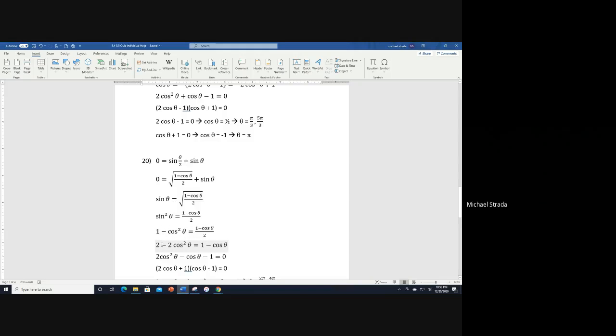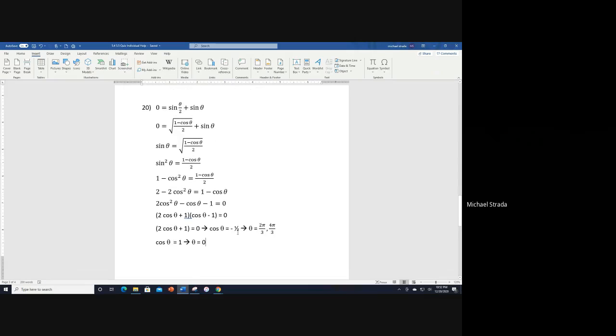That would give you 2 minus 2 cosine squared theta equals 1 minus cosine theta. As you can see, just like the one above it, you then get it in standard form. 2 cosine squared theta minus cosine theta minus 1 equals 0. You factor that out, (2 cosine theta plus 1)(cosine theta minus 1). Set each of those equal to 0 and solve.